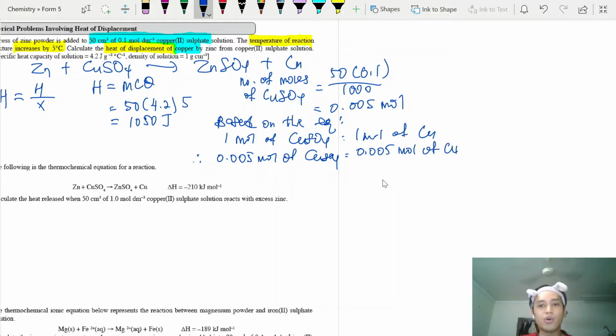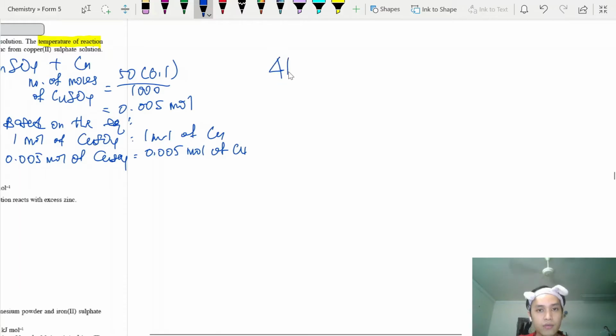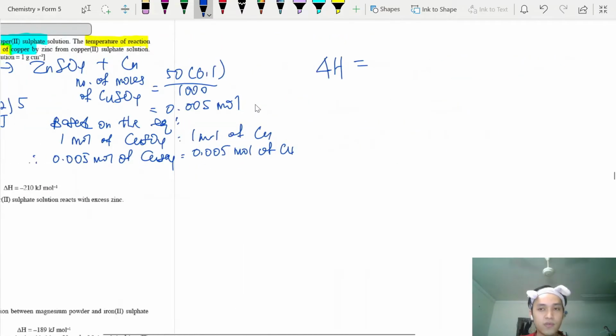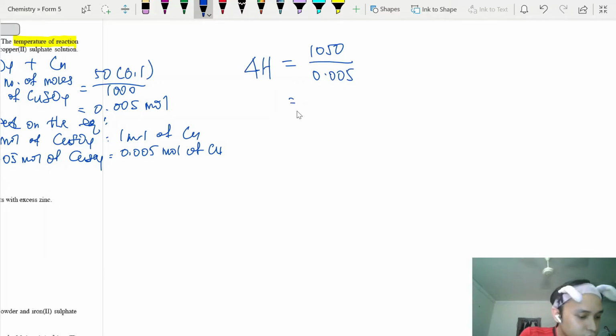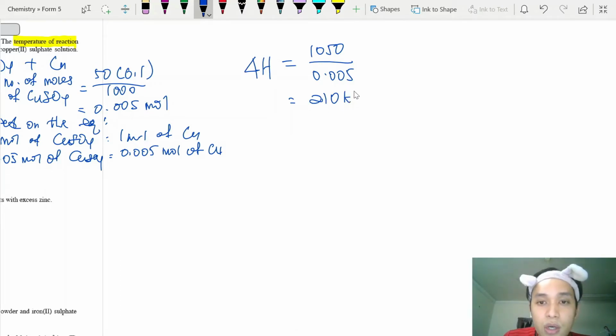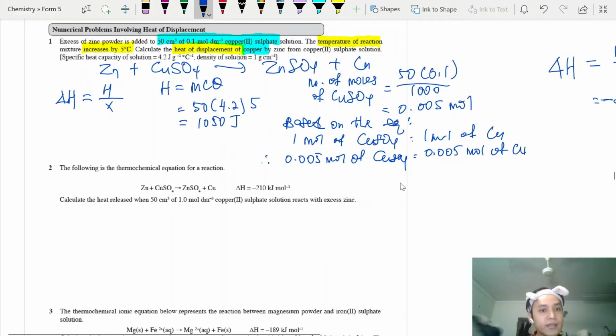So now I have the number of moles of copper. I have the heat energy released when the copper is displaced. I can calculate the heat of reaction. So heat of reaction equals to, this one how much? 1050 divided by 0.005 mole. So the heat energy released is 210. I change to kilojoules, kilojoules per mole. Exothermic, negative sign in front. So that is how you calculate your heat of reaction.